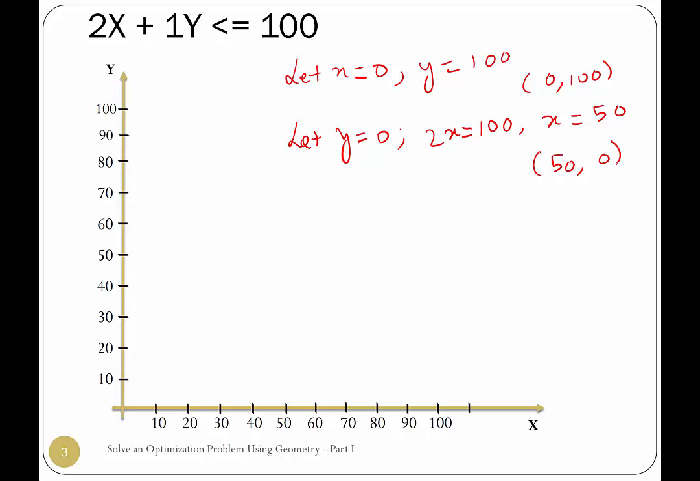Let's plot (0, 100). It's right here, and (50, 0), and draw a line connecting these 2 points. The area under this line is the feasible region that corresponds to this particular constraint, because this constraint has a less than or equal to sign. So we are done with this constraint.